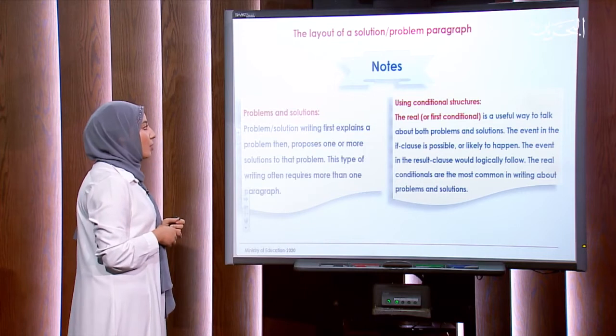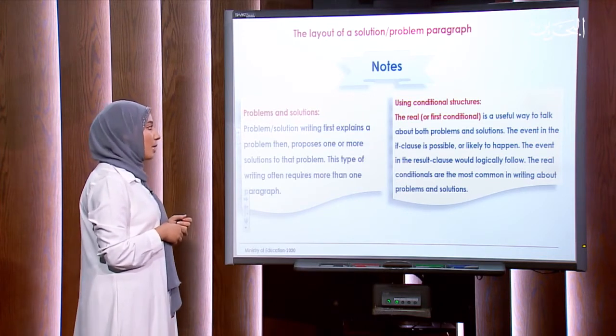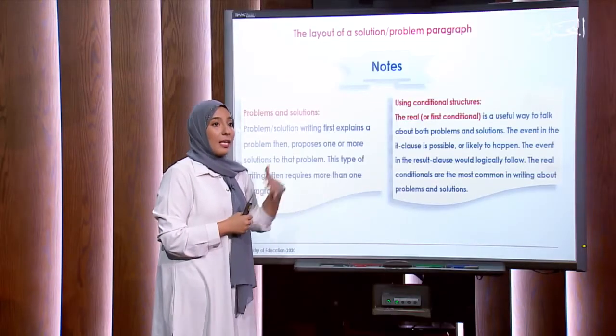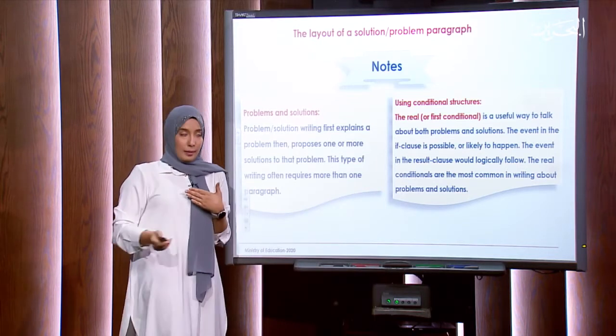The real or first conditional is a useful way to talk about both problems and solutions. The event in the if clause is possible or likely to happen. The event in the result clause would logically follow. The real conditionals are the most common in writing about problems and solutions. So what we're saying here is to relate it to real life. When you're talking about a problem, link it to real life, state the problem that is closer to you, and then think about the solutions.